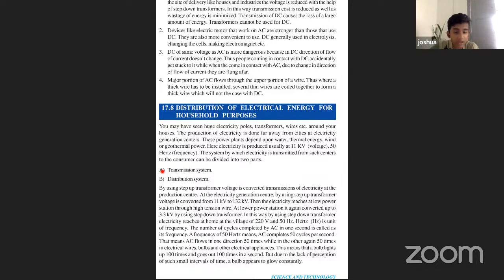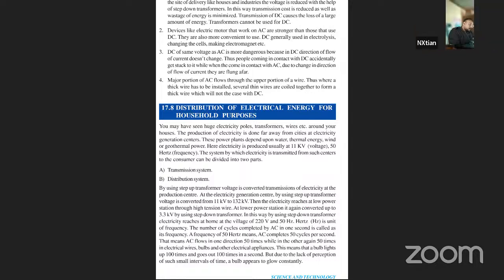Hertz is the unit of frequency. The number of cycles completed by AC in 1 second is called its frequency. A frequency of 50 Hertz means AC completes 50 cycles per second. That means AC flows back and forth. See, listen, guys.